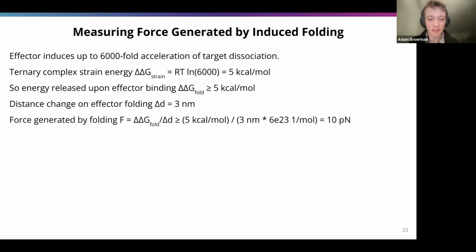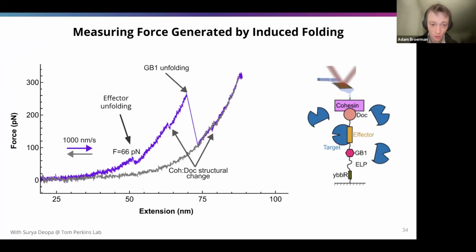This is just some back of the envelope calculations, but essentially we know that binding the effector can release at least 5 kcal per mole of energy, and that the change in distance is about 3 nanometers upon folding. So that works out to maybe a 10 piconewton force that effector folding could generate. So we can do this experiment. The setup here is that our collaborators have the effector bound to a target, and they're actually doing the reverse. They're pulling on the two ends of the effector and watching it unfold, and refolding will be the next thing that we do.